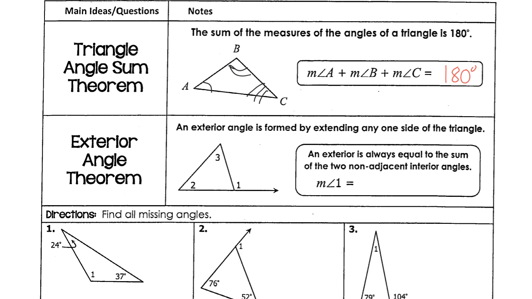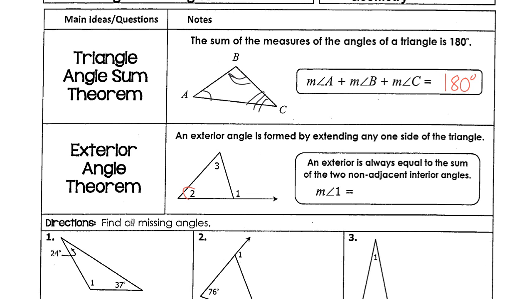The exterior angle theorem says that an exterior angle is formed by extending any one side of the triangle. So the exterior angle is always equal to the sum of the two non-adjacent interior angles. So the sum of angle 2 and angle 3 will equal angle 1.